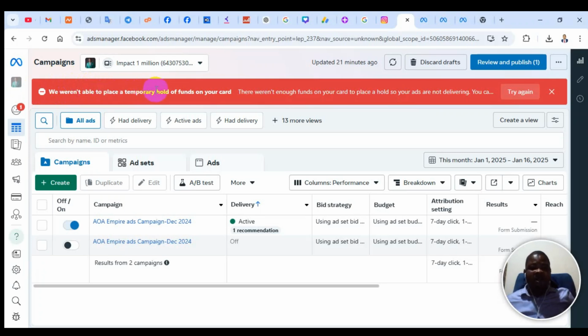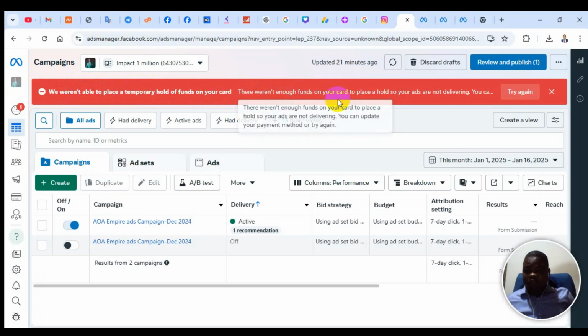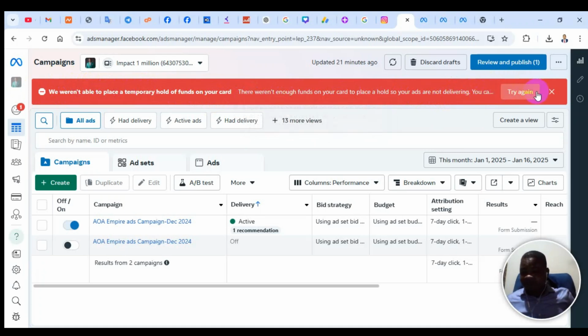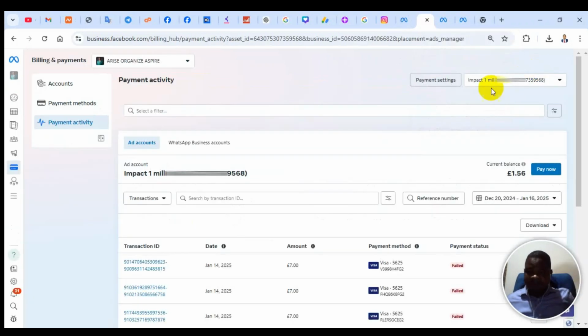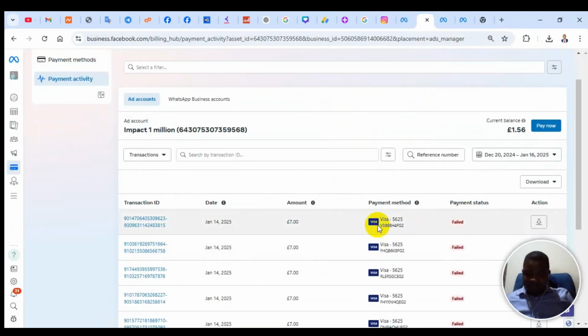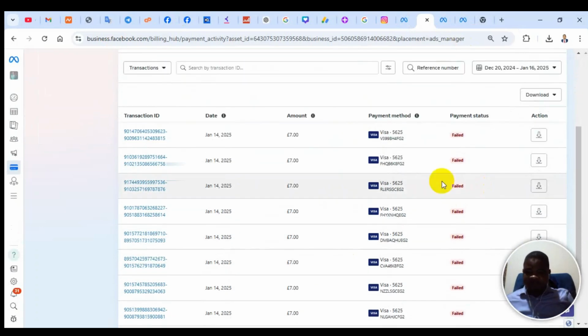Now you may come to your ad manager and you see something like, we weren't able to place a temporary hold of funds on your card. There weren't enough funds on your card to place a hold, so your ads are not delivering. And then you may see you can pay now or something, or try again. When I clicked on try again, it took me to the payment settings where it asked me to try again, and when I clicked, it still told me that my temporary hold was unsuccessful. And as you can see here, it failed, it failed, it failed.